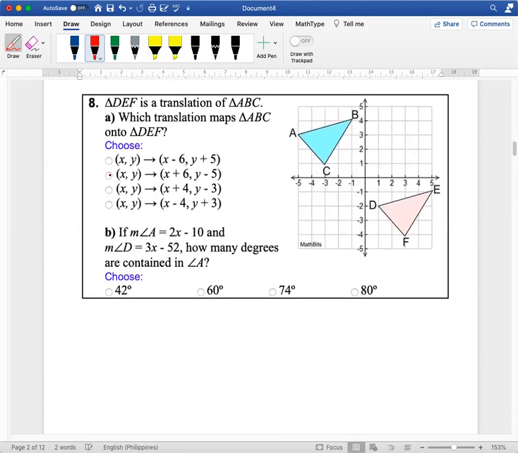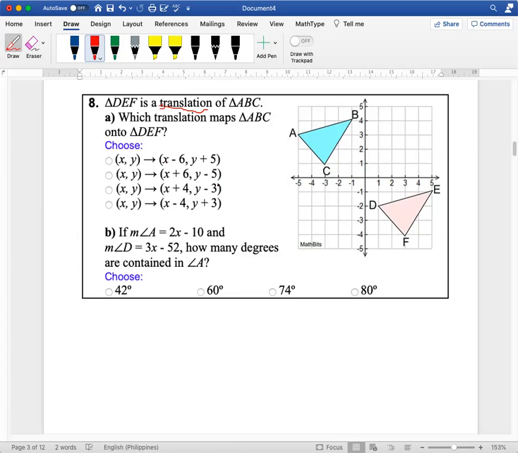Here we go, number 8. Triangle DEF is a translation of triangle ABC. So again, a translation happened here. And when we translate shapes, the corresponding parts of triangles ABC and DEF are actually equal, because we did not resize or reshape the figure. We just move it to another point or space in the XY plane.